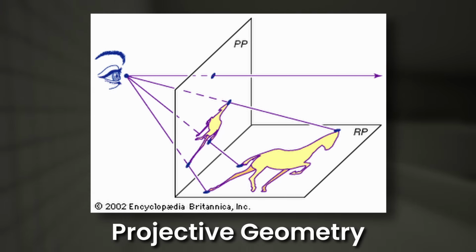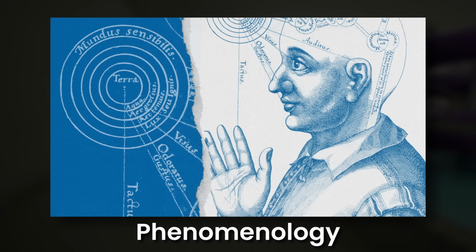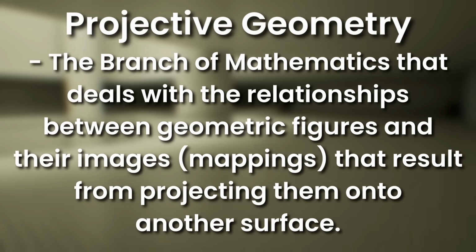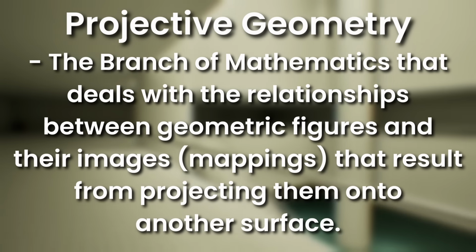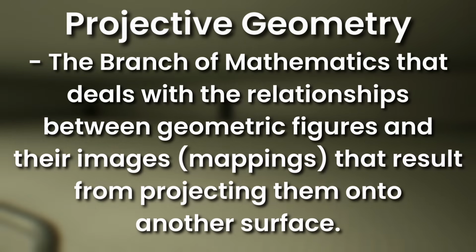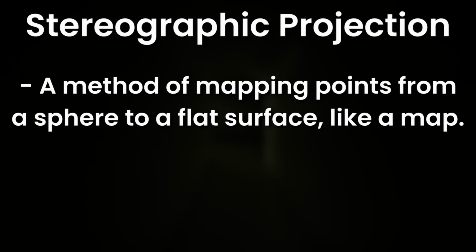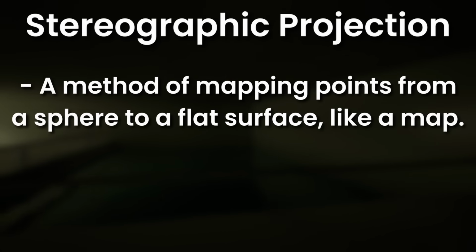This idea would play into fields like projective geometry, M-theory, cosmology, and of course, phenomenology. More specifically, string phenomenology. Projective geometry is defined as the branch of mathematics that deals with the relationships between geometric figures and the images, or mappings, that result from projecting them onto another surface. An example of this I discussed once before is the concept of stereographic projection, a method for mapping points on a sphere to a plane. So like taking a world globe and then making a map from it.